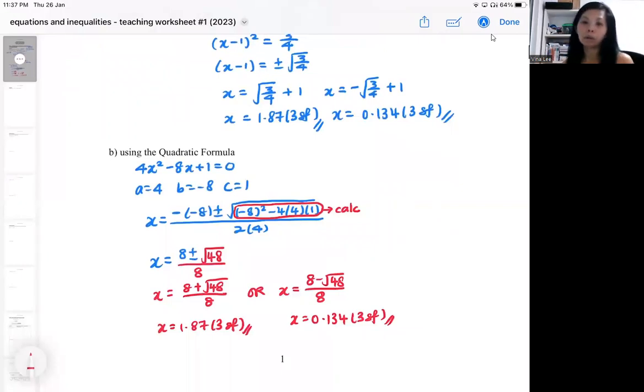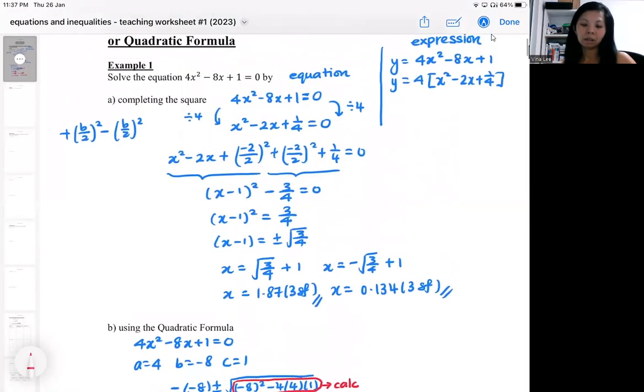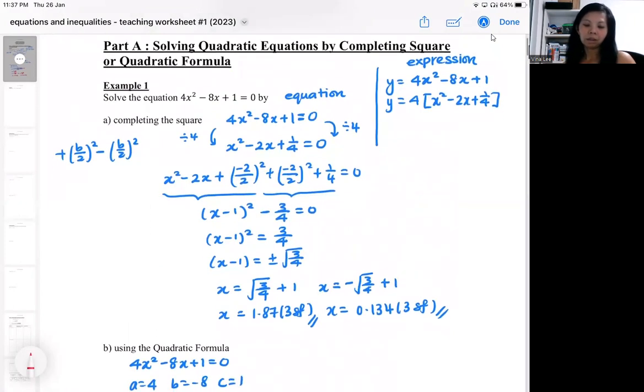Sometimes you will be required to leave it in 2DP. That depends whether the question has stated any accuracy or not. So this part has nothing new. In example one, it is more like your execution of technique. In the execution, you're expected to have 100% execution, no careless mistake.